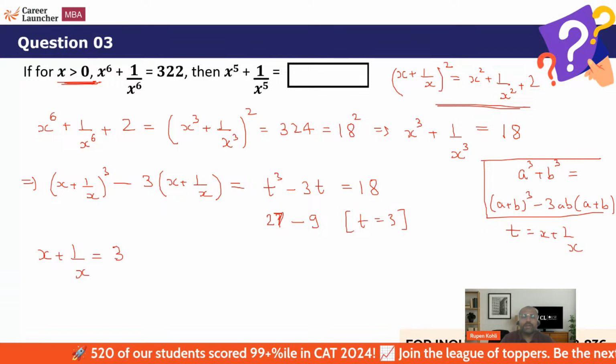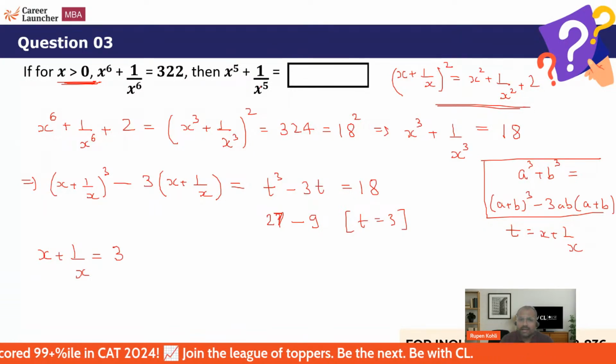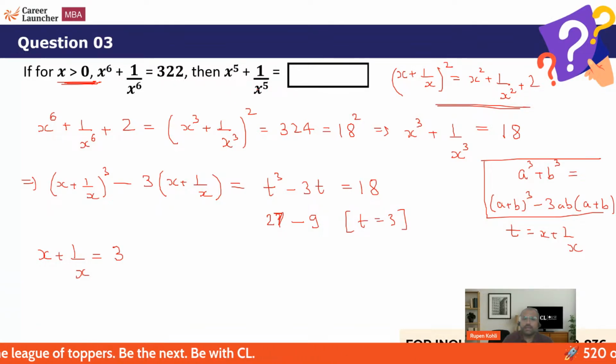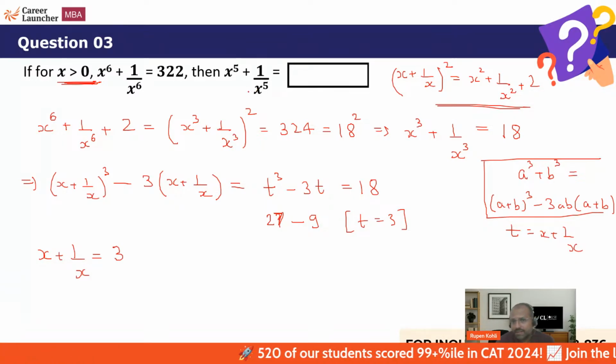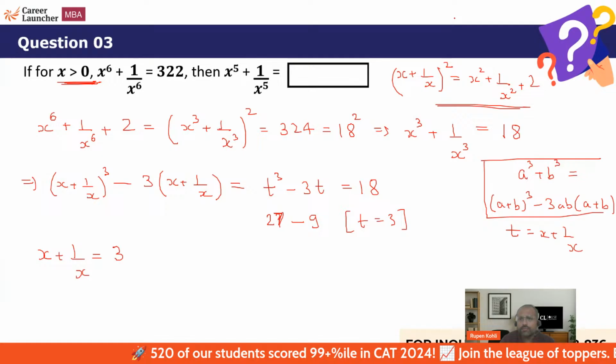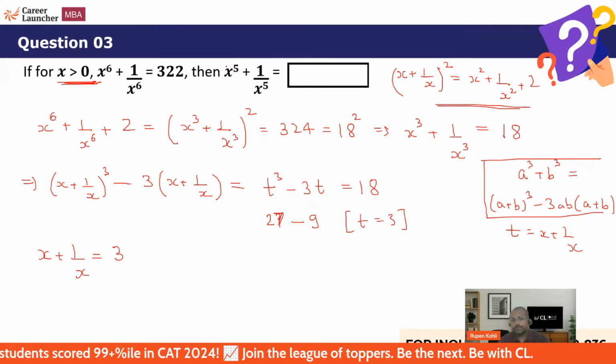The question could have just given us x plus 1 by x is 3, and then we want to find this, and then the question would have been easy. But it has given us a higher power, so we backtracked and eventually came to this conclusion finally that x plus 1 by x is 3. Now, the question is just halfway through. We still have to find this expression of the fifth power.